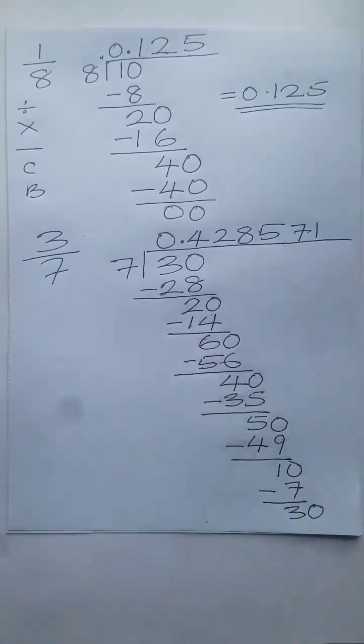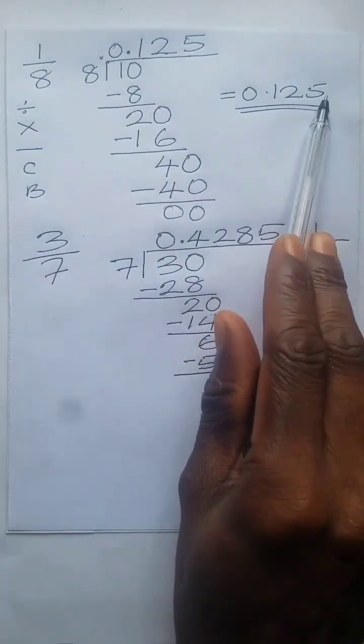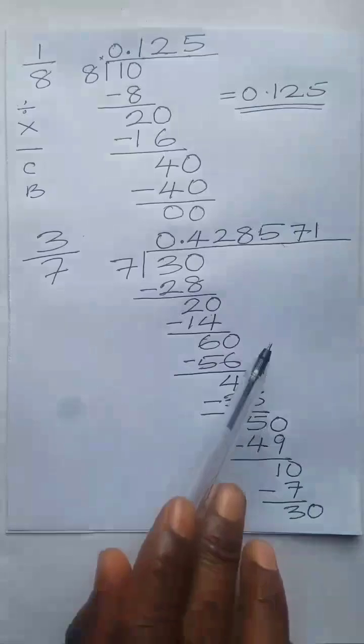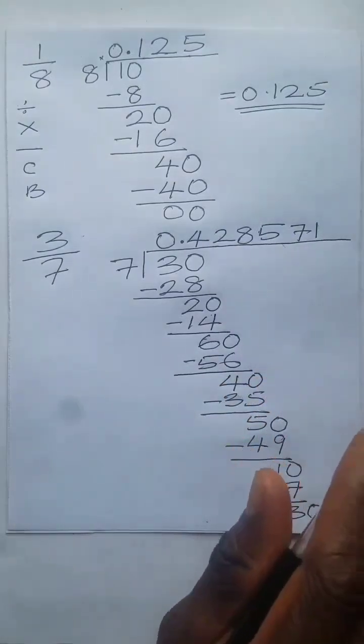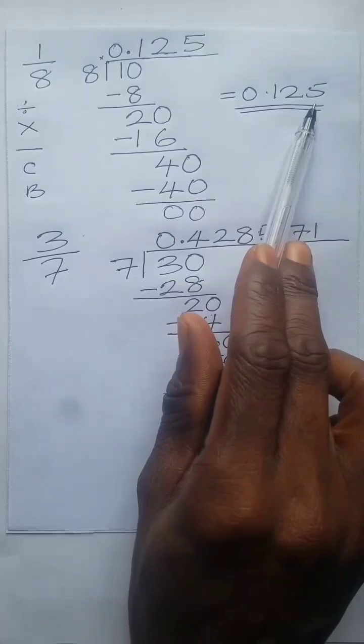So this is an example of a recurring decimal or a repeating decimal. Notice how this fraction just ended here. But this one is not ending, it's still continuing. This is a recurring fraction, and this is an example of a terminating fraction.